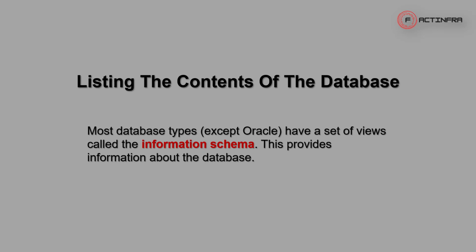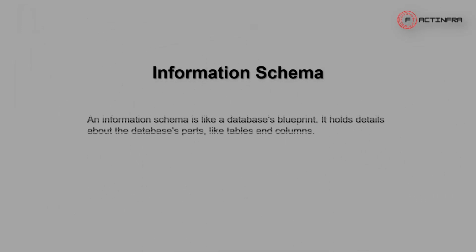Most database types except Oracle have a set of views called information schema. This provides information about the database. Now the question arises, what is information schema? So let me give you some information about information schema. Information schema is like a database blueprint.